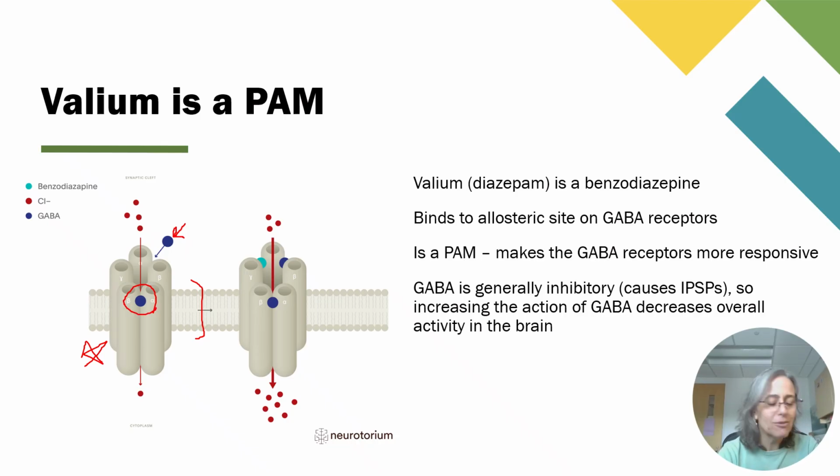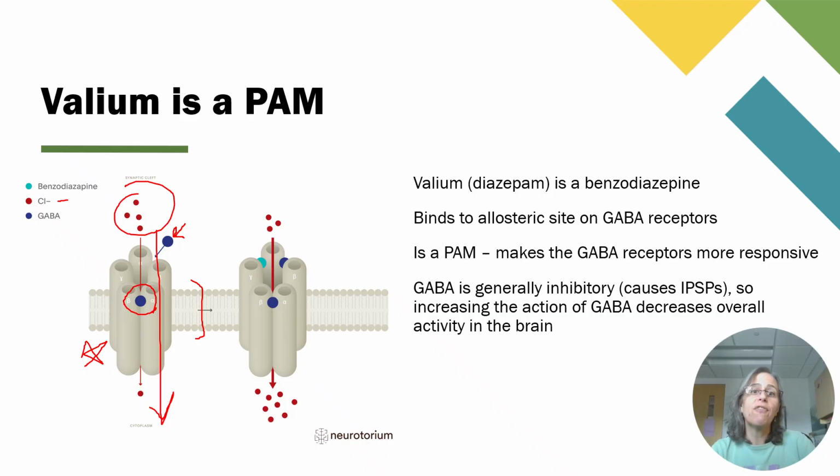The usual regular receptor binding location. When it binds, it allows chloride ions to move into the cell. Now, chloride ions are negative. They're going to hyperpolarize the cell, make it more negative, and move it farther away from threshold. So that is an inhibitory postsynaptic potential.